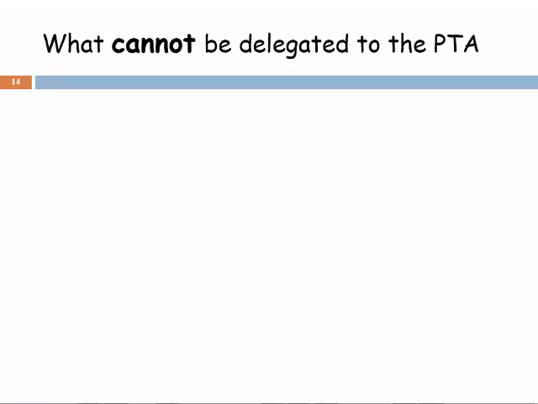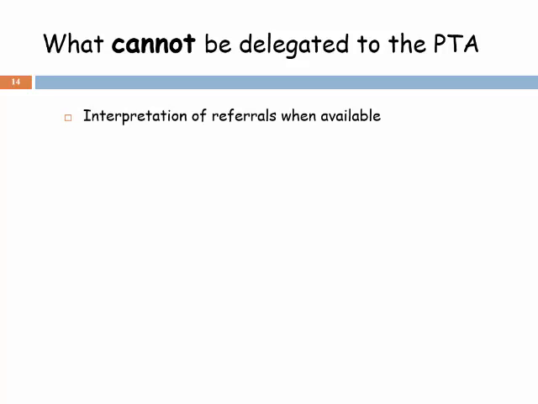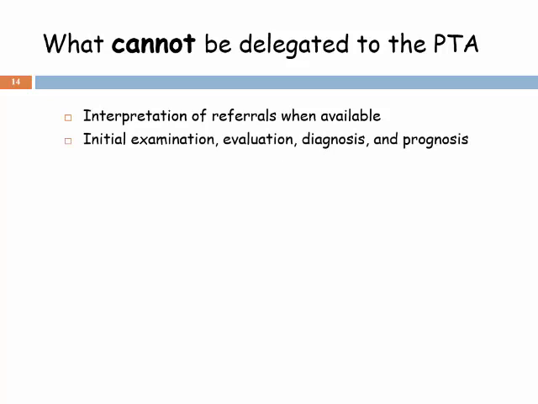Now let's look at what cannot be delegated to the PTA. To begin, interpretation of referrals when available. If a referral is made to PT, it will contain a diagnosis and an order, usually to evaluate and treat. The PT must decide on the referral. Second is the initial examination, evaluation, diagnosis, and prognosis, and development or modification of a plan of care, as we discussed with the patient-client management model.